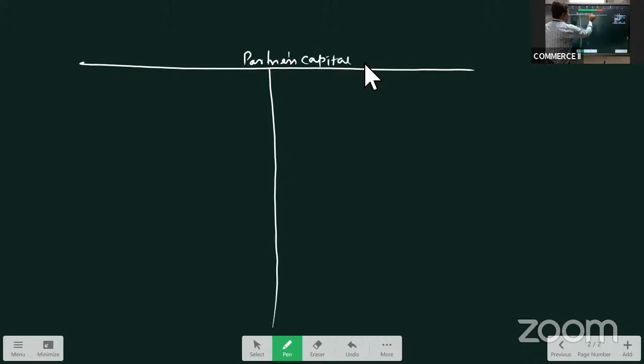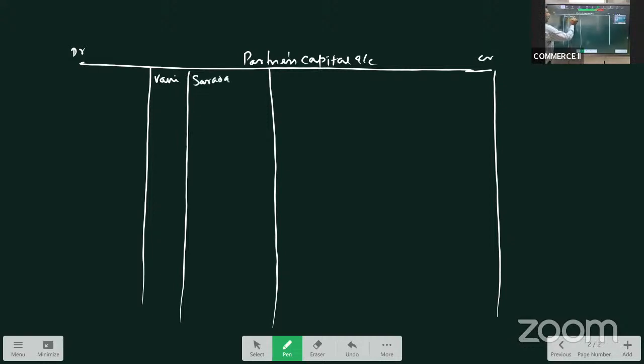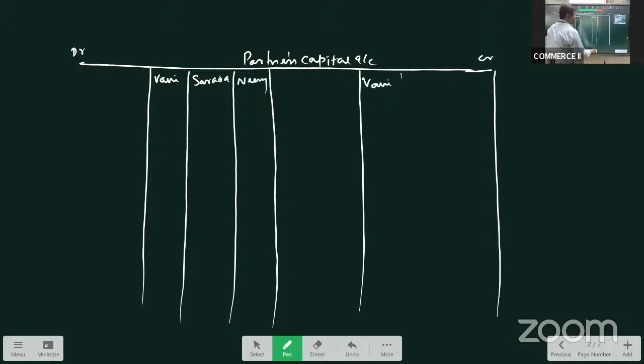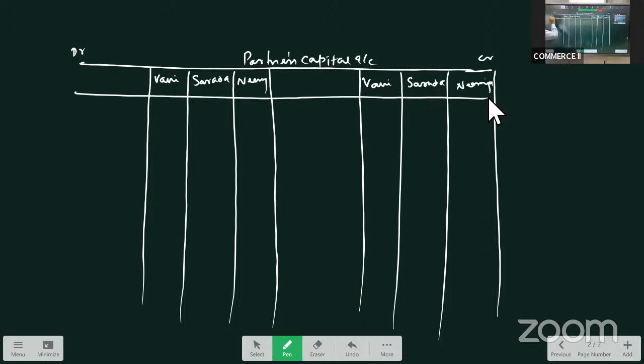What are we preparing now? We are preparing the partners capital account. Okay, so it is a columnar account, a combined capital account of Vani, Sarada, and Neeraja. Particulars and the names of the partners.